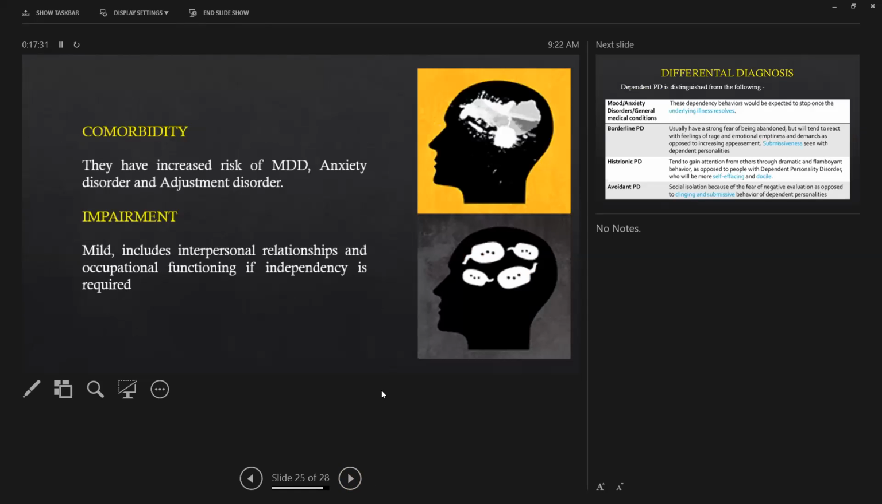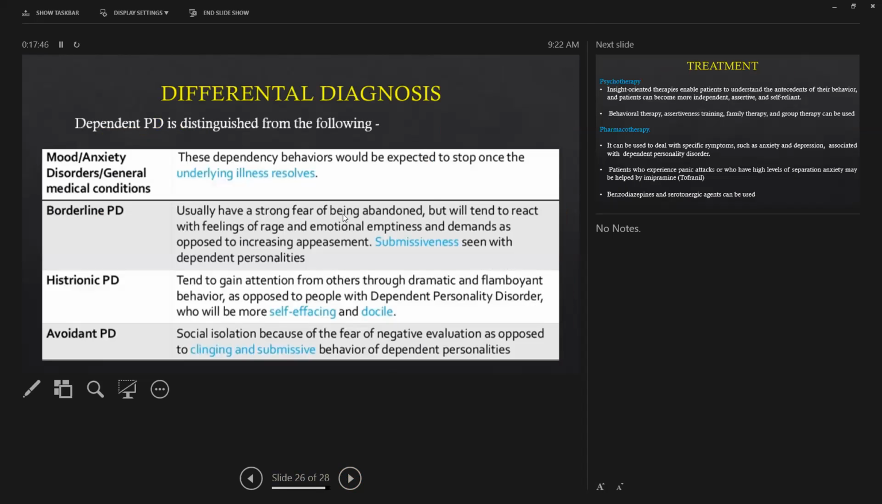Comorbidity: they have increased risk of major depressive disorder, anxiety disorder, and adjustment disorder. The impairment is mild and includes interpersonal relationships and occupational functioning if independency is required. Coming towards the differential diagnosis, dependent personality disorder can be distinguished from a mood or anxiety disorder and general medical condition, as these dependency behaviors would be expected to stop once the underlying illness resolves. However, they will not stop in dependent personality disorder.